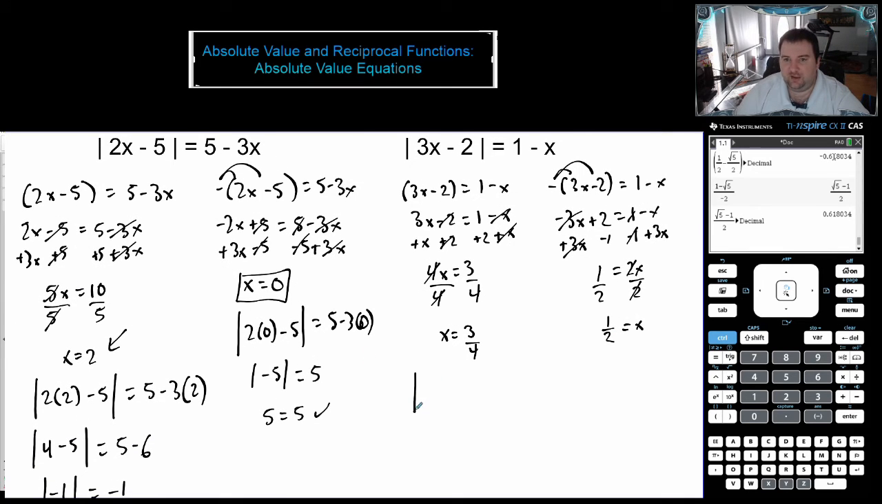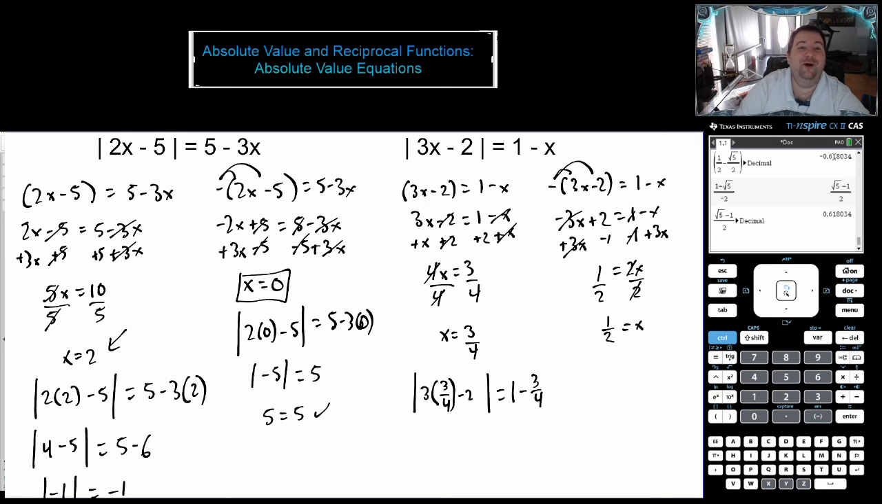All right, so we have the absolute value of 3 times 3/4 minus 2 equals 1 minus 3/4. Now you're going to have to get good at working with fractions. So we know that Mr. Emond made a mistake. There's no print. It's supposed to look like this, right?